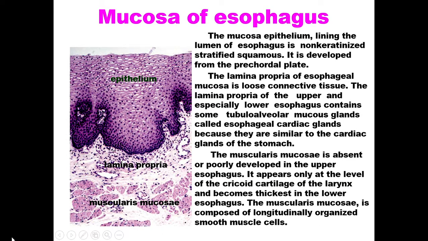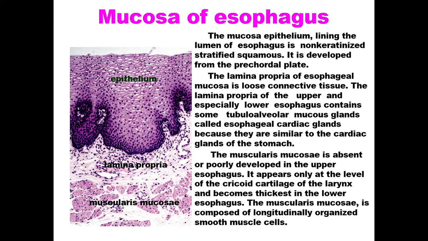The mucosal epithelium, lining the lumen of the esophagus, is non-keratinized stratified squamous. It develops from the precordal plate during embryogenesis. The lamina propria of the esophageal mucosa is loose connective tissue. The lamina propria of the upper and especially lower esophagus contains some tubular alveolar mucous glands called esophageal cardiac glands because they are similar to the cardiac glands of the stomach.